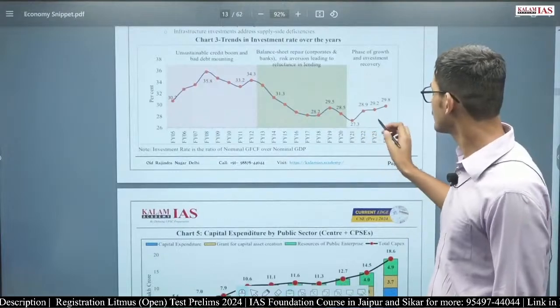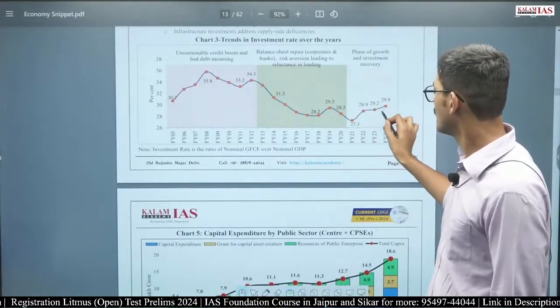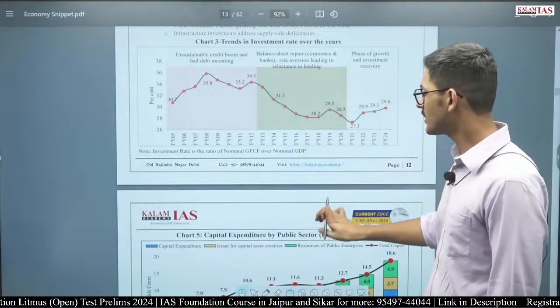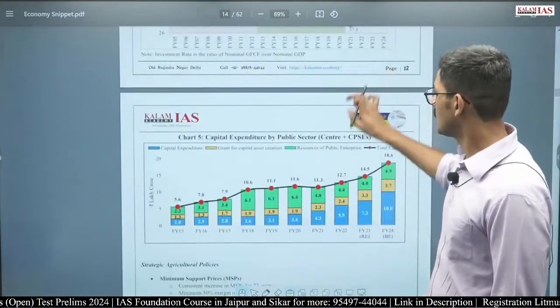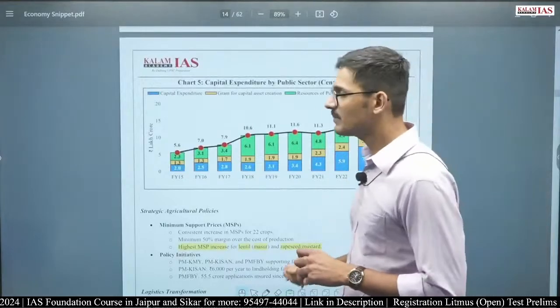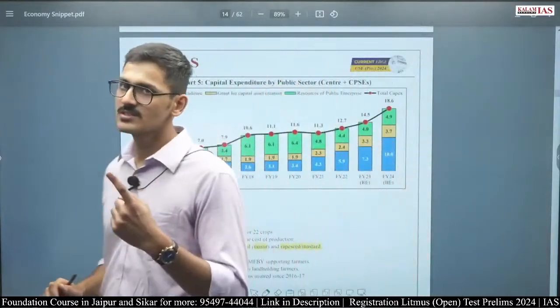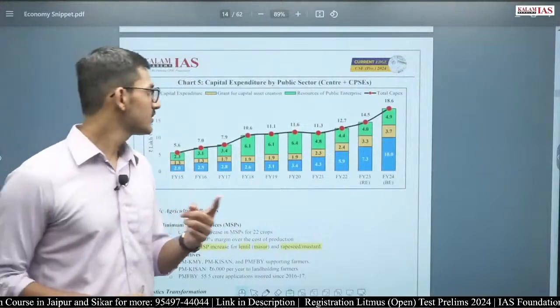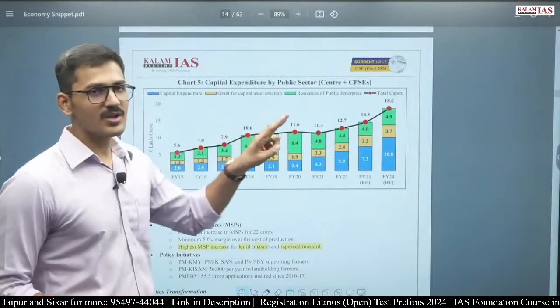Investment rate is also increasing from past 3 years. Before that, there was no consistent pattern. Now, the capital expenditure by public sector. Capital expenditure by public sector includes 3 things. First is the capital expenditure by central government. Second is the grant for capital asset creation.